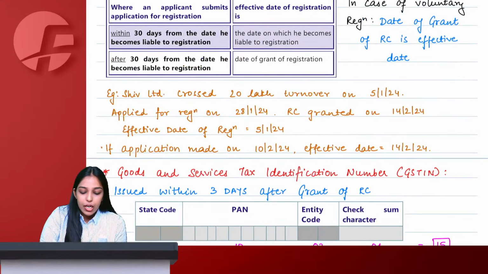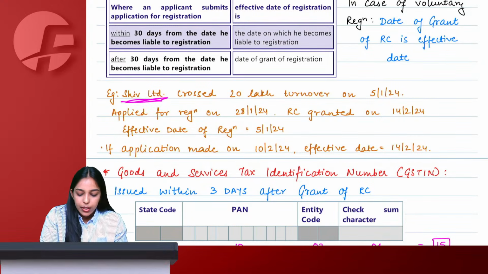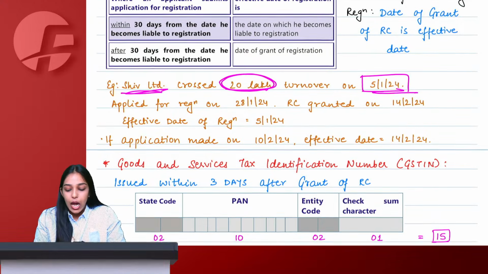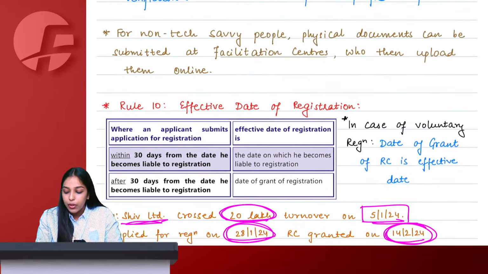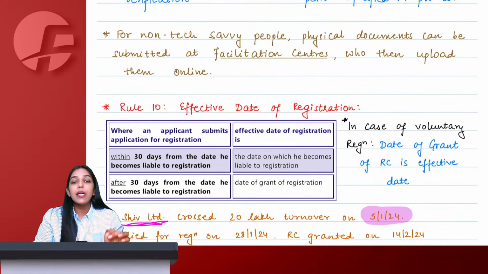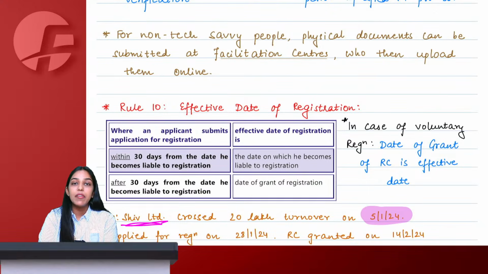Let's take an example. Shiv Limited crossed 20 lakh turnover on 5 Jan 2024. Applied for registration on 28 Jan and RC granted on 14 Feb. Which means I became liable on 5 Jan. If I apply within 30 days from here, then the RC date is irrelevant. Whenever I actually became liable, that is the only effective date.